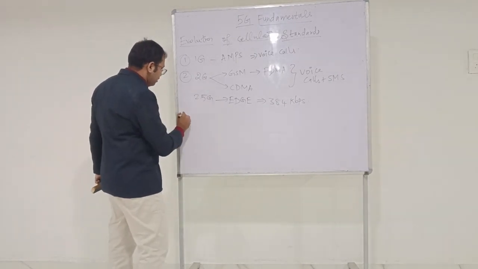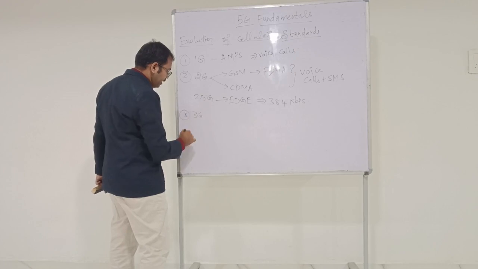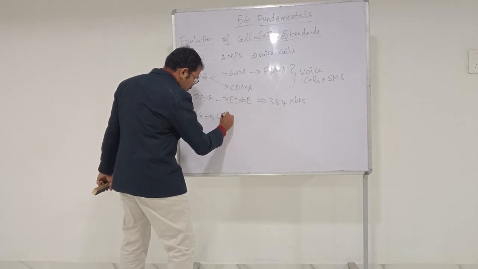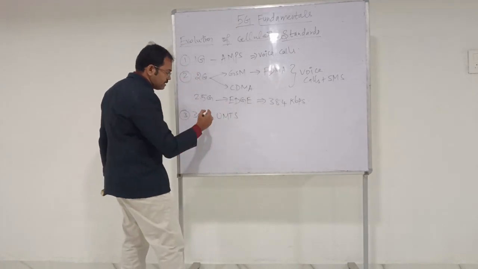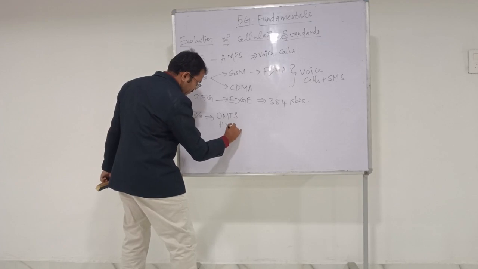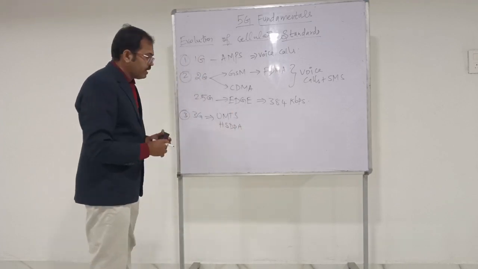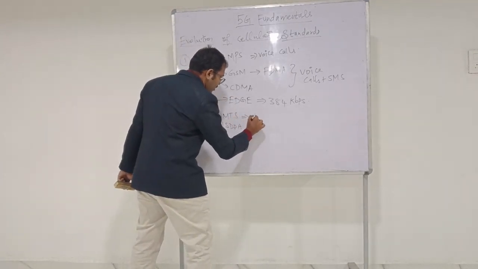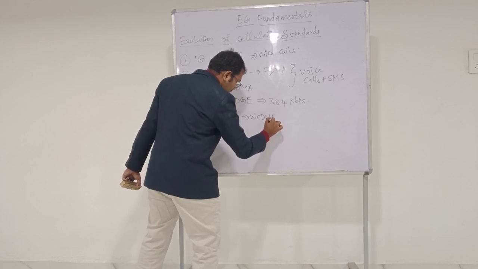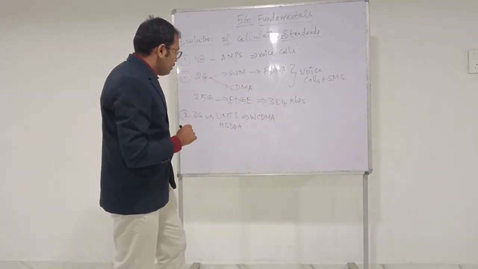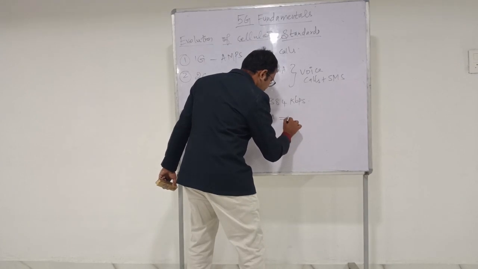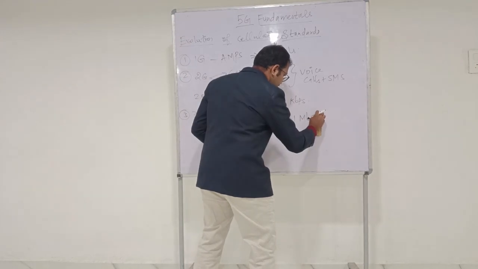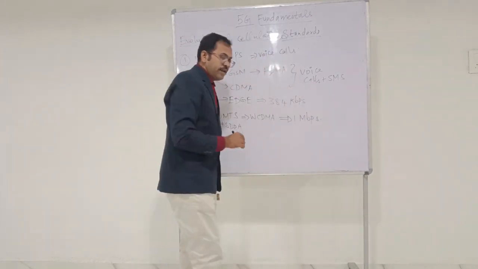Then from 2.5G, people moved to 3G, right? So here people used UMTS, HSDPA. These are all standards. UMTS is the Universal Mobile Telecommunication System. Here, instead of CDMA, people used WCDMA, wideband CDMA, and they were able to achieve data rates close to a few Mbps.